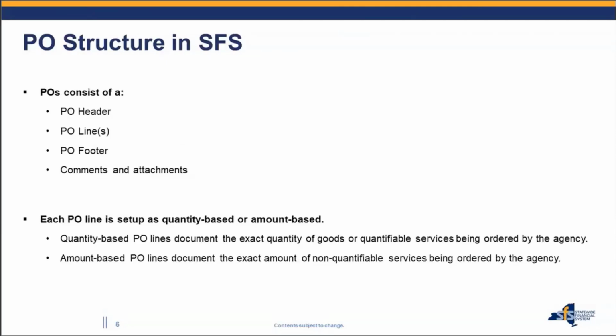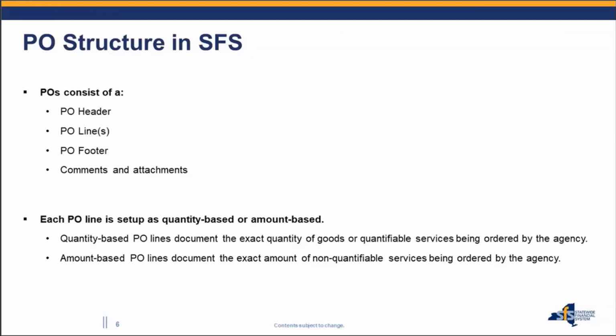All right, let's talk a little bit about the structure of a purchase order. Purchase orders consist of a PO header, one or more PO lines, a PO footer, and comments and attachments. The PO header provides summary level information about the purchase order. In the PO header, you'll see things like your agency name, vendor information, payment terms, the PO ID and date. You'll see where the goods or services should be shipped to, where the invoices should be sent to, and contact information for the buyer.